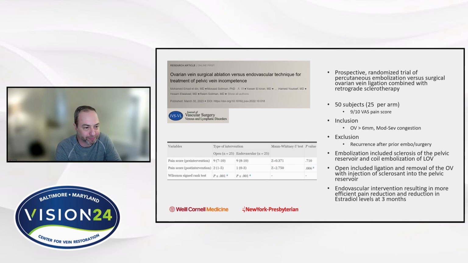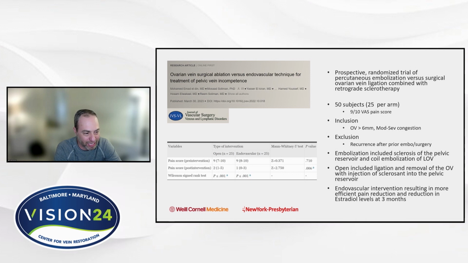Another good data set, published just recently last year, looks at a direct comparison of randomization: ovarian vein embolization versus endovascular versus surgical ablation. There are some biases to this in the way that vessels were removed and sclerosed and injected, even in the open group, which I think may show why both the endovascular group and the open group had similar outcomes of pre to post intervention pain scores.